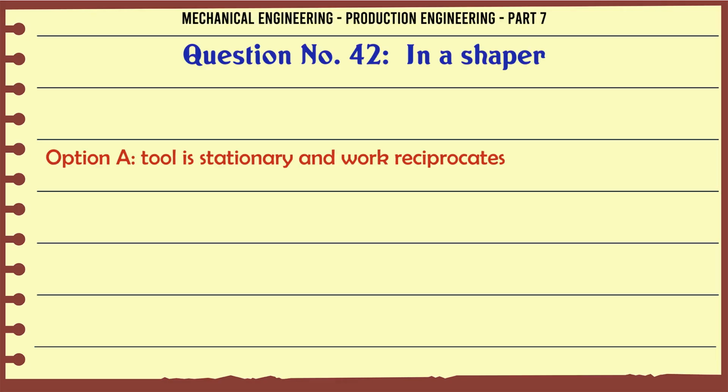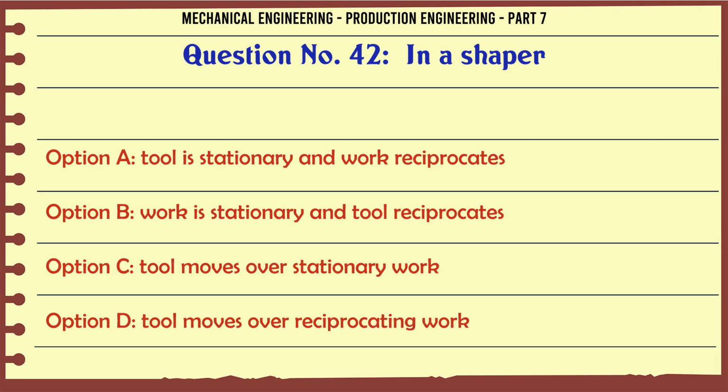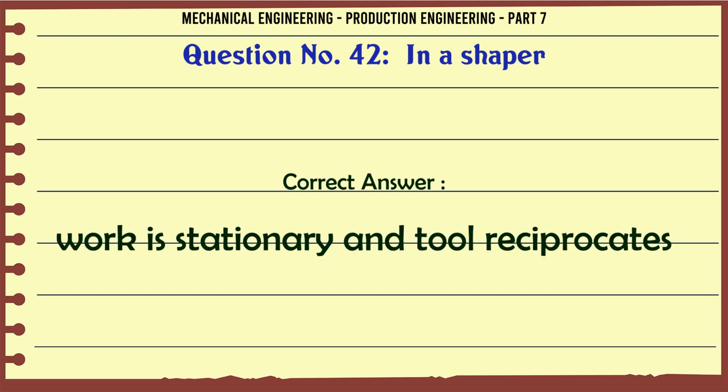In a shaper: A. Tool is stationary and work reciprocates, B. Work is stationary and tool reciprocates, C. Tool moves over stationary work, D. Tool moves over reciprocating work. The correct answer is work is stationary and tool reciprocates.